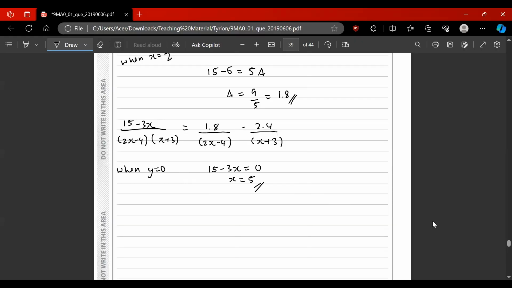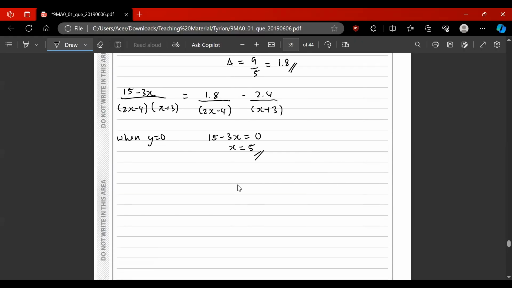integration. So we can now write our integral as integration 5 to 3. So 5 is the upper limit, 3 is the lower limit. 1.8 over 2x minus 4 dx minus integration 5 to 3, 2.4 over x plus 3 dx. Right. So now let's do the integration here.